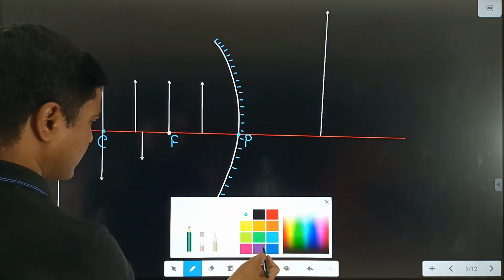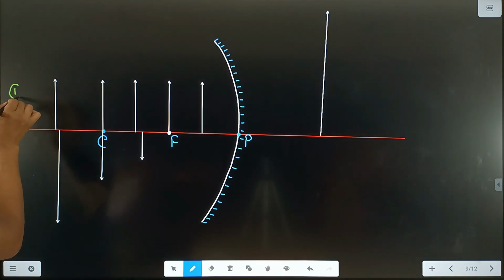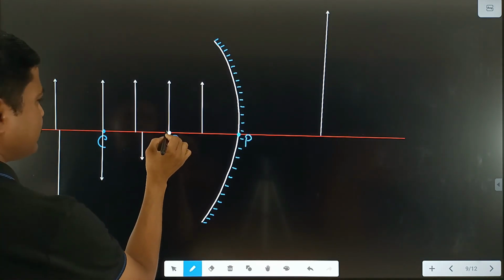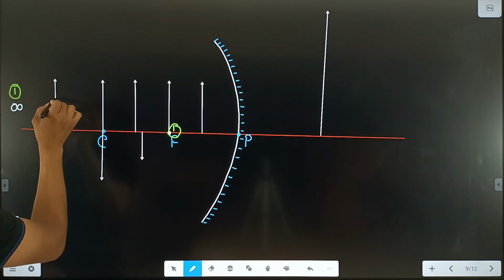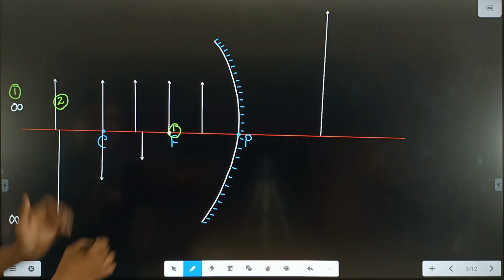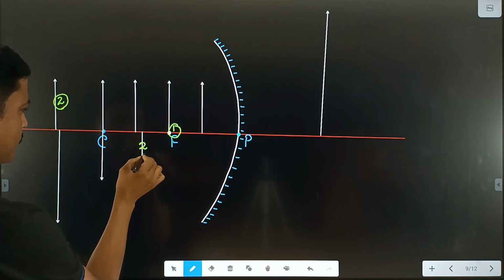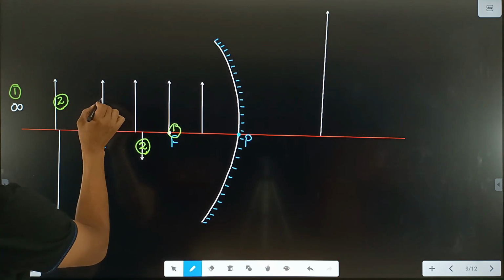And this one is the first case. Object is situated at infinity, image is situated at focus. This is the second case. Object is situated in between infinity and center of curvature, image is formed in between focus and center of curvature. This is the third case.